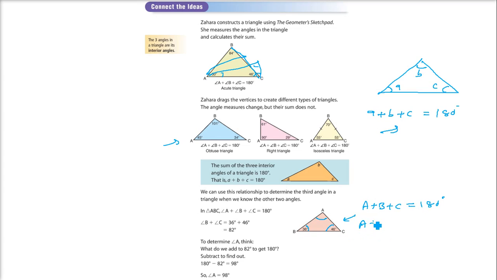So let us write it here. A plus 36 plus 46 is equal to 180 degrees. 36 plus 46 is 82. So let's bring this across. A will be equal to 180 degrees minus 82 degrees. So this will be equal to 98 degrees. This is how we can use this relationship: if two angles of a triangle are given, the third angle we can find out. The three angles in a triangle are its interior angles.